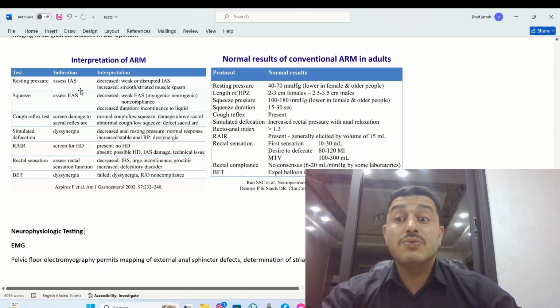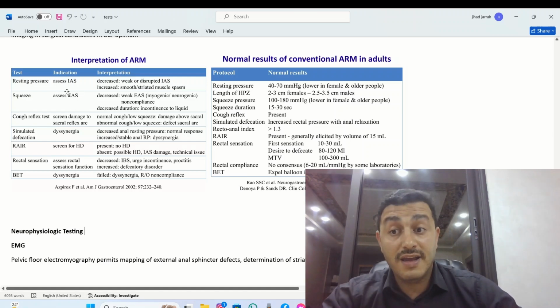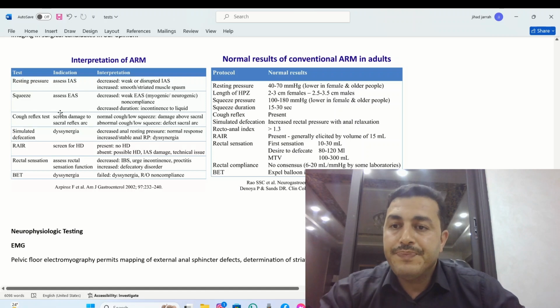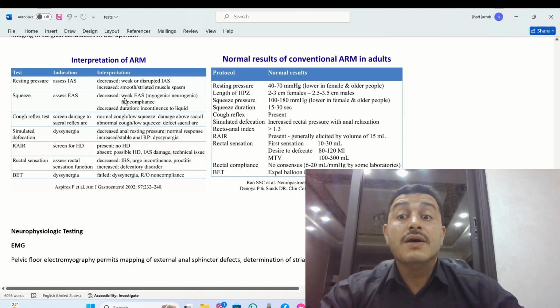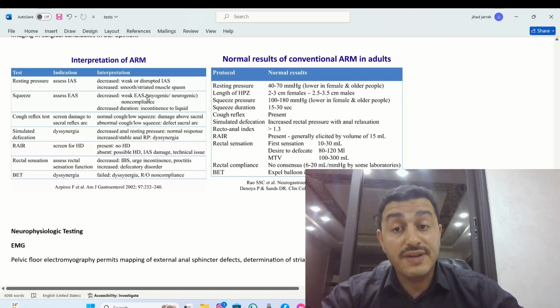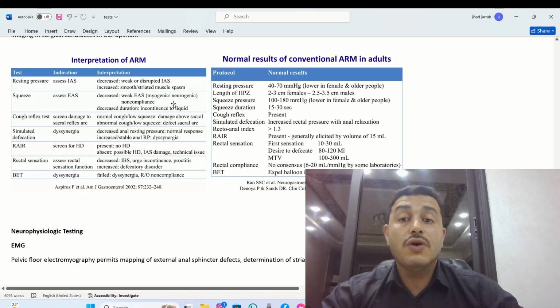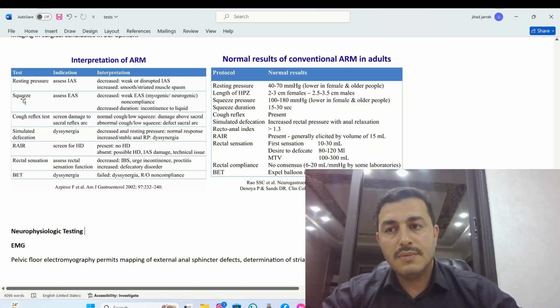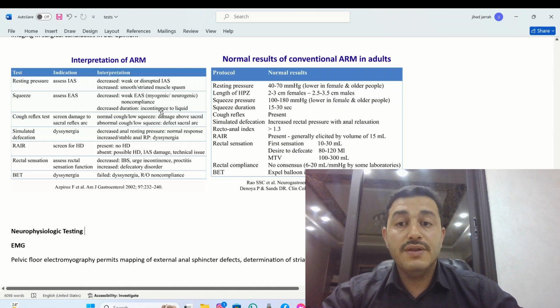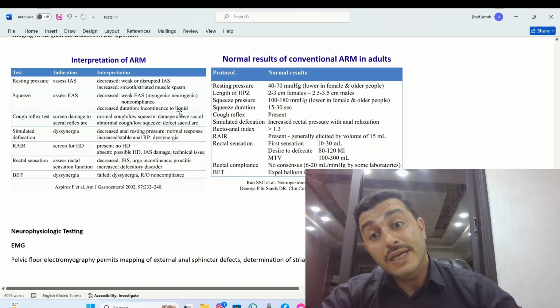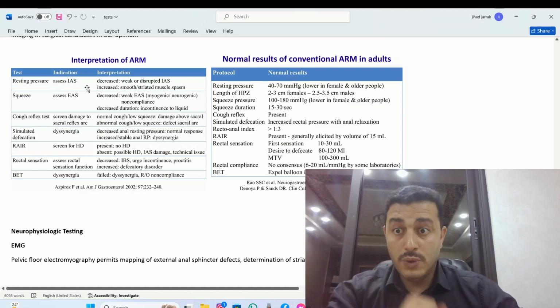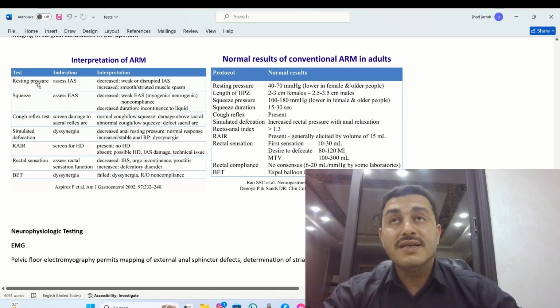The squeeze pressure is the responsibility of the external anal sphincter. Decreased means weak external anal sphincter. It could be myogenic or neurogenic or non-compliance. Decreased squeeze pressure may lead, as we said, to incontinence to liquid, while decreased resting pressure can cause passive fecal incontinence.